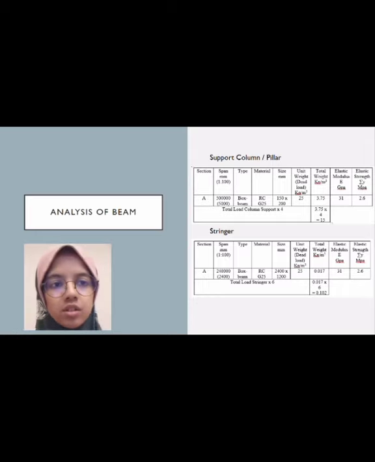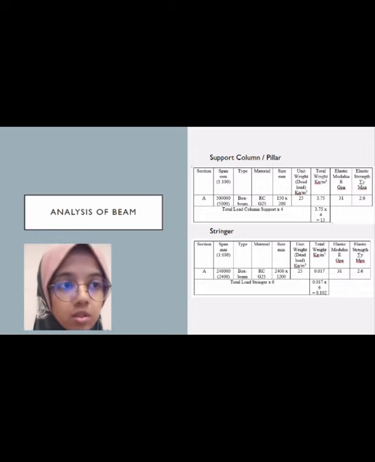And for stringer, the span that we use is 2400 millimeter. The type that we use is box beam. The material that we use is RCG25, and the size that we use is 2400 times 1200. And the unit weight that we use is 25. Total weight that we calculated is 0.017. And the elastic modulus is 31, and the elastic strength is 2.6. Total load stringer times 6, 0.017 times 6, and we get 0.102.